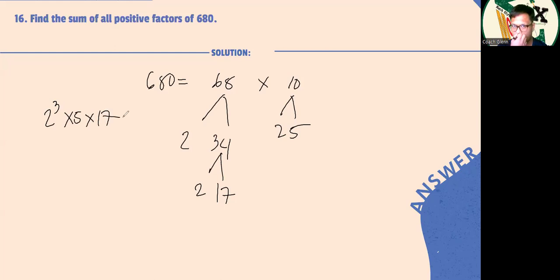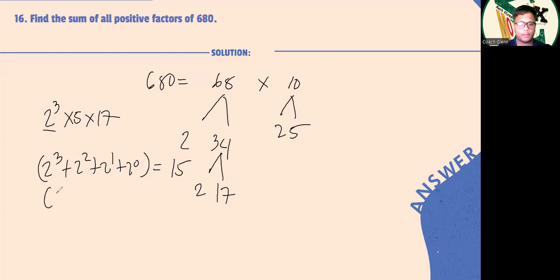So next, using the formula for the sum of positive factors, you start with 2 cubed. So just get its sum for descending powers, starting from 2 raised to 3. So you have 2 raised to 3, 2 raised to 2, 2 raised to 1, and 2 raised to 0. So that's going to be equal to 2 raised to 3, that's 8. 2 raised to 2 is 4. 8 plus 4 is 12. 12 plus 2 is 14. And then 14 plus 1, that's going to be 15.